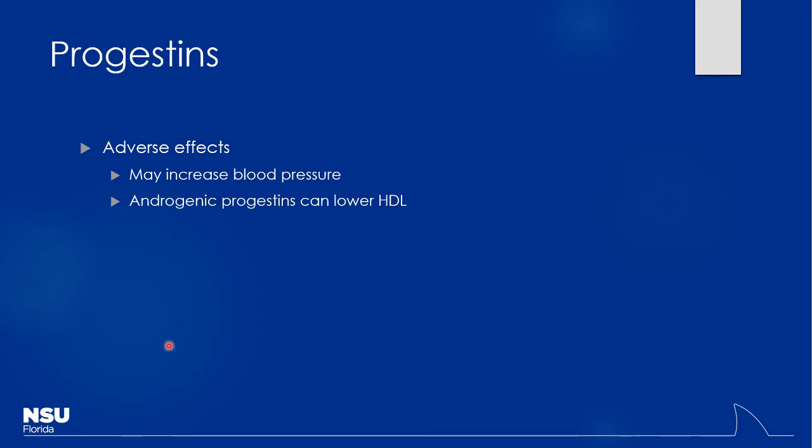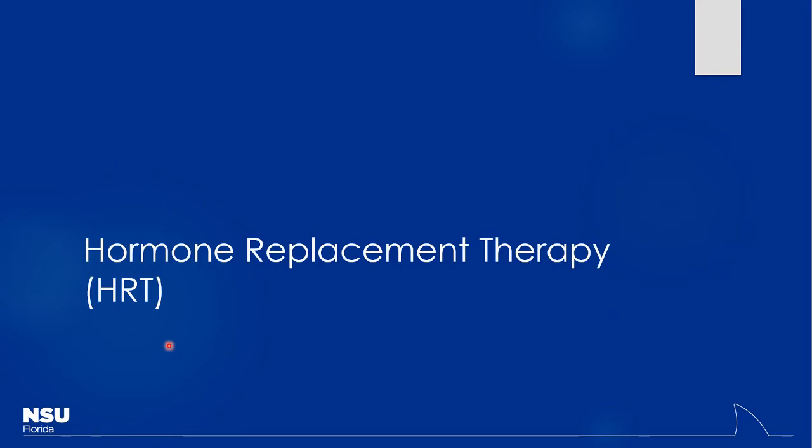In terms of adverse effects, we may see things like increases in blood pressure due to the mineralocorticoid effects. You may find the androgenic effects tend to have a negative effect on the lipid profile, so you may find drops in HDL, things like that, so things you'd want to monitor for. Now we can talk more specifically about how we're using these products for things like hormone replacement therapy.